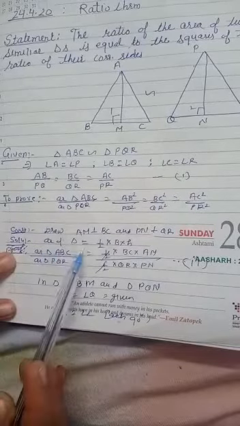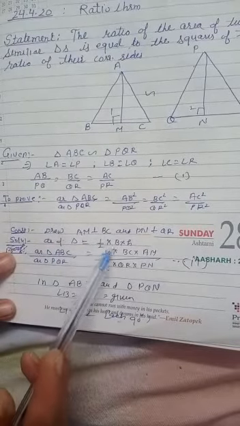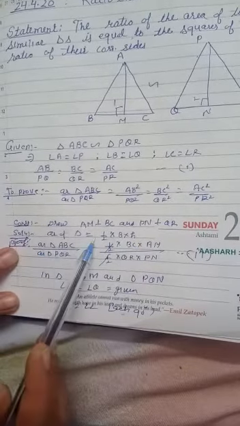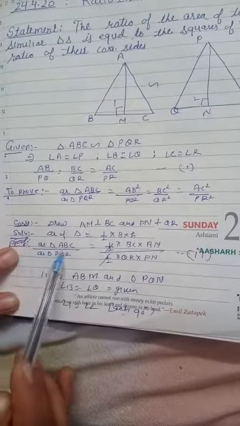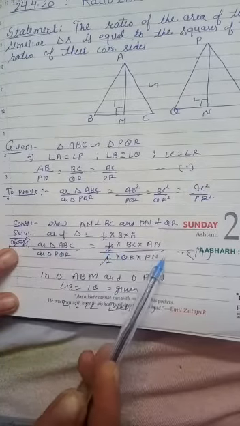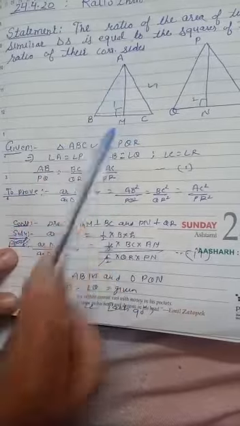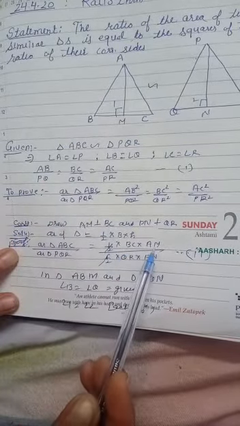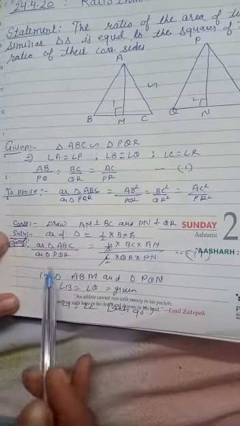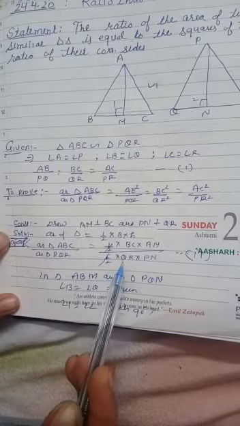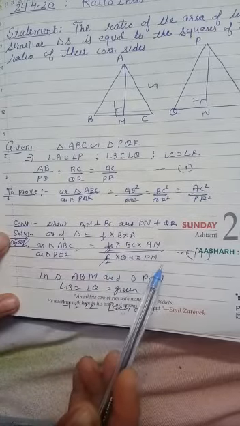Solution: area of triangle is given by 1 by 2 base into height. Okay, now according to this, can I write area of triangle ABC is equal to half into BC into AM? Base is BC, altitude, that is perpendicular, is AM. In the same way, area of triangle PQR is equal to half into base QR into PN perpendicular.